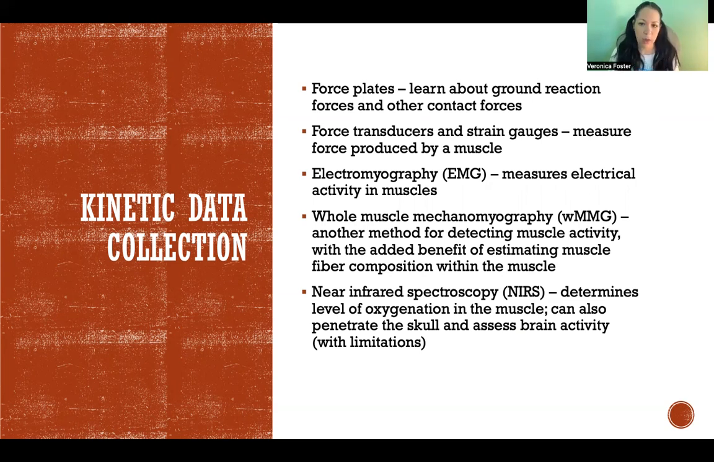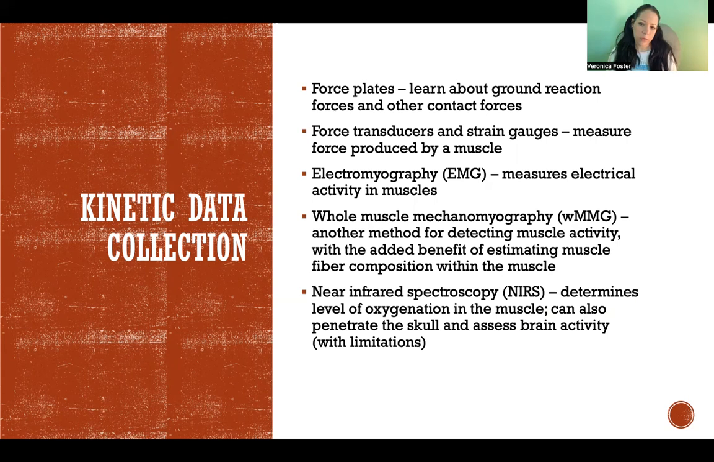EMG, electromyography, measures electrical activity in muscles. So there's surface EMG where you put electrodes on the surface of the skin on top of the muscle that you want to measure. And then there's also fine wire EMG where you actually insert the wires right into the muscle. Fine wire EMG is far more accurate. There's a lot less noise, so you're not picking up the signals from neighboring muscles nearly to the extent that you are with surface EMG. But fine wire is also far more invasive. So not all participants or athletes or whoever you're working with are going to be interested in fine wire. And so that's a major limitation.